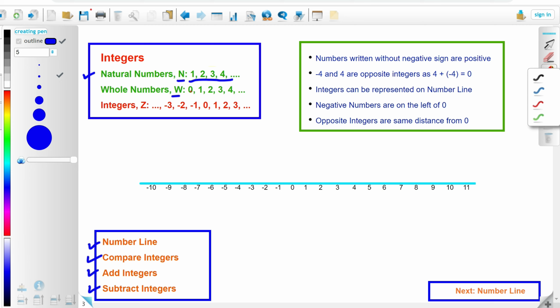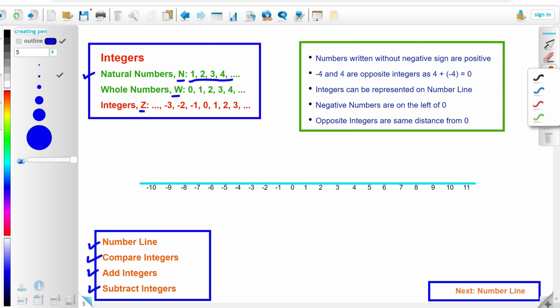Whole numbers are the numbers which include 0. So whole numbers, written by the capital letter W, are like 0, 1, 2, 3, 4. And now we are talking about integers. Integers are written with the letter Z. They include both positive and negative numbers and also 0.